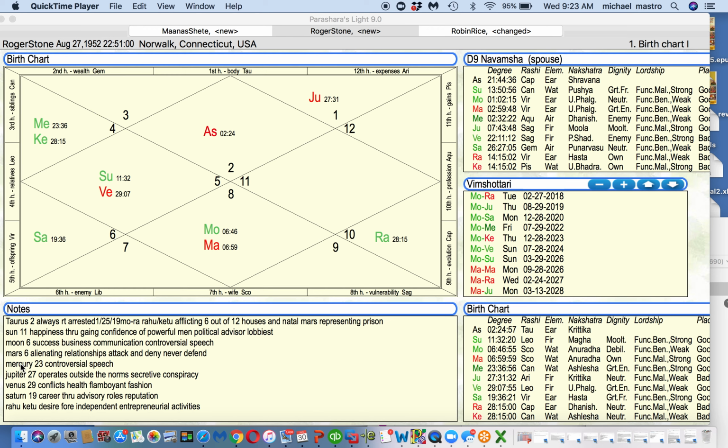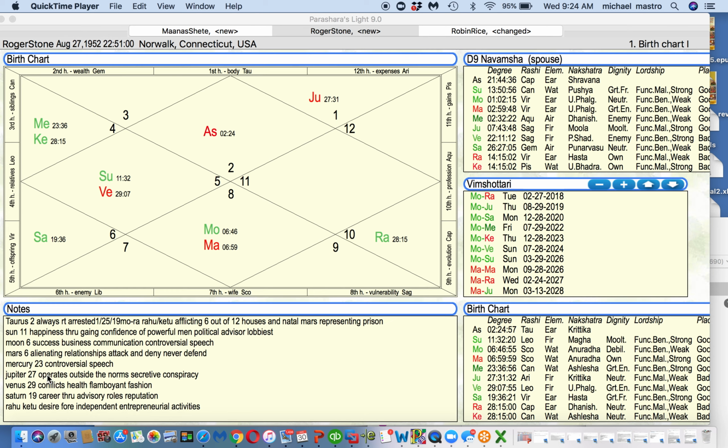And Mercury is ruling this fifth house of education, and it is also the house of children and investments. So being here in this house, it has some weakness, so it also brings controversial speech.